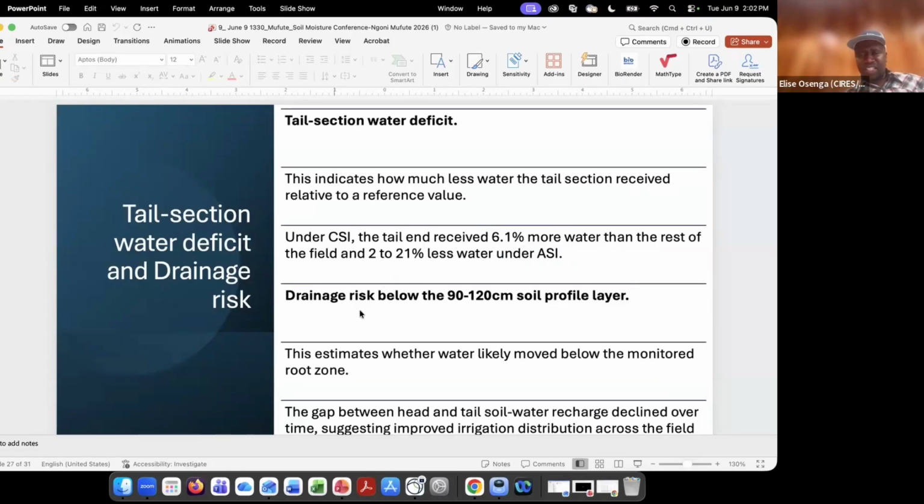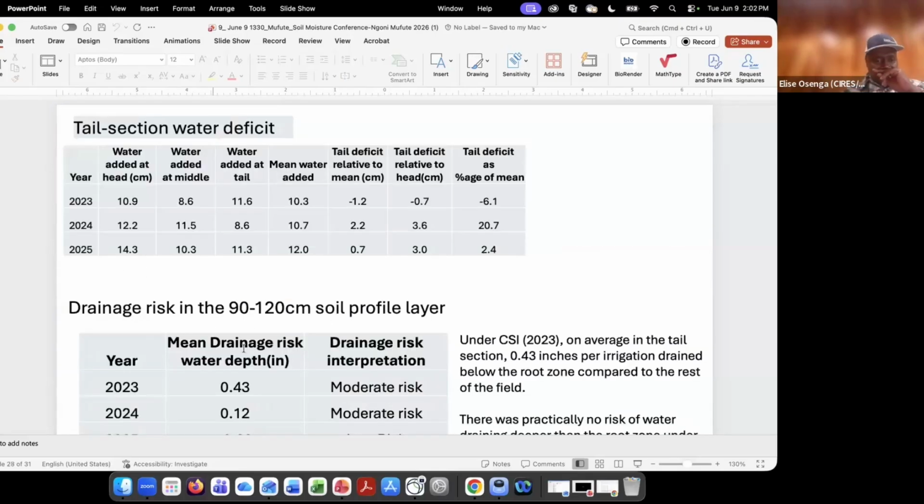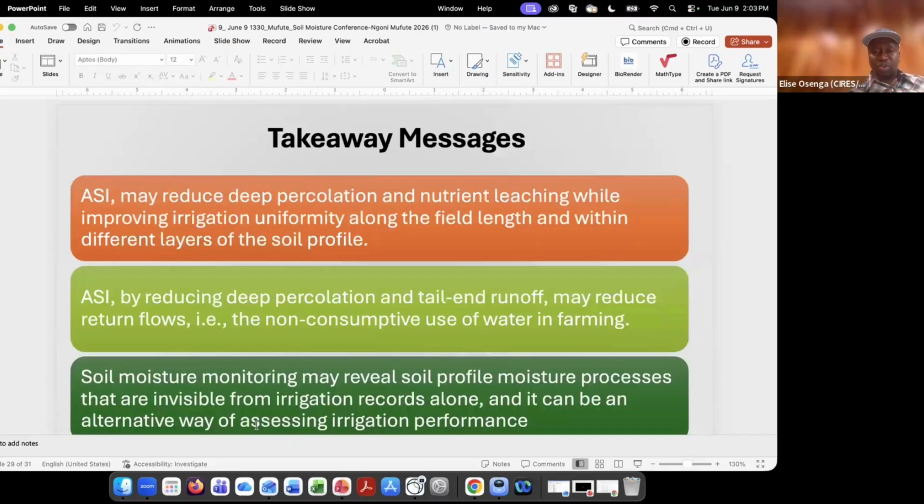So the other aspect was the drainage risk, which is the risk of water percolating deeper than the root zone. So we found out that in 2023, for every irrigation that was applied, about 0.43 inches of water was lost deeper than the root zone in the tail end of the field. But by 2024, I can't see the 2025 year, but basically there was very little to no deep percolation of moisture in the tail end of the field when we were using automated surge irrigation.